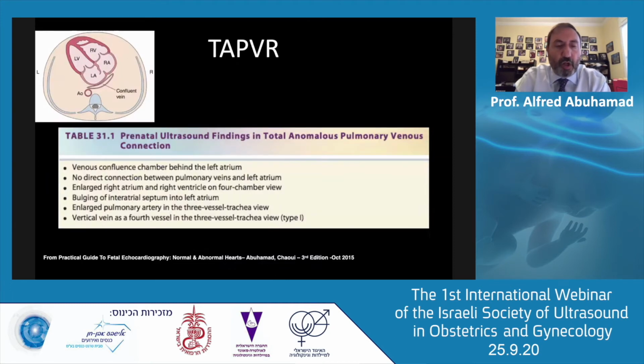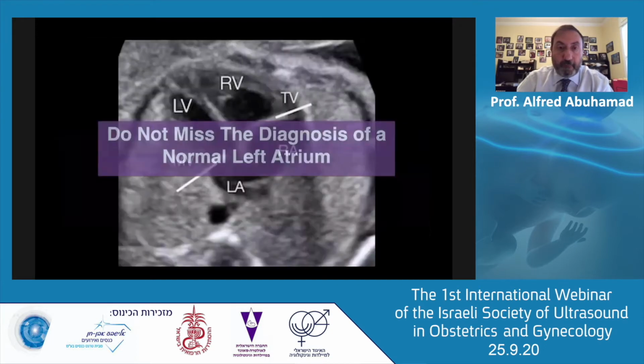And also, they are listed on this slide. I won't go into details, but what I have discussed is listed here, again, to show what physiologic changes you see at the level of the four-chamber view. So do not miss the diagnosis of a normal left atrium, given how critical and important it is to the evaluation of the pulmonary venous system.